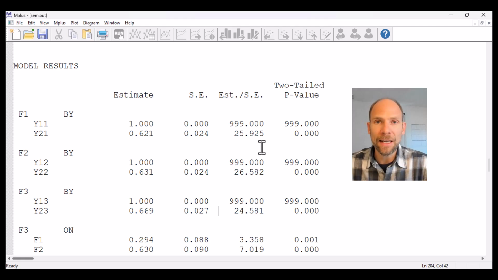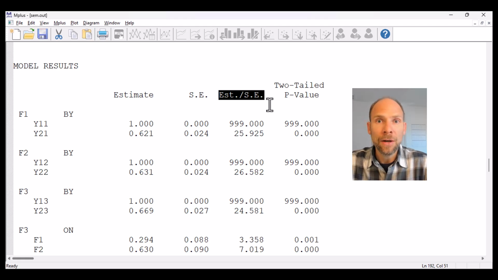Where do you find significance or the indication of statistical significance? In the output of most SEM programs, including Mplus, you find typically a test statistic, which here in Mplus is the third column, estimate divided by its standard error, that yields a Z statistic for a test of significance, testing the null hypothesis that the parameter is 0 in the population.